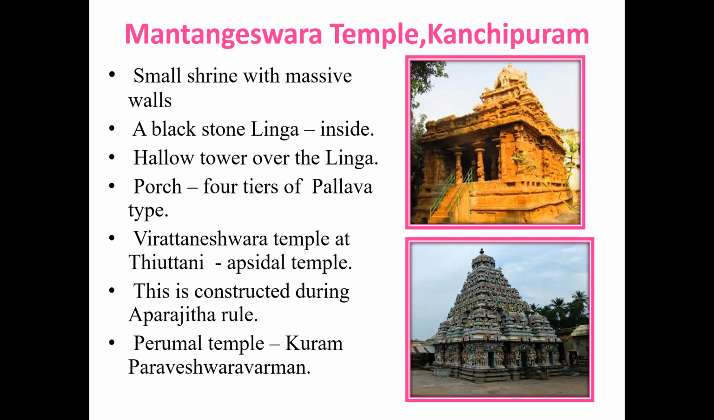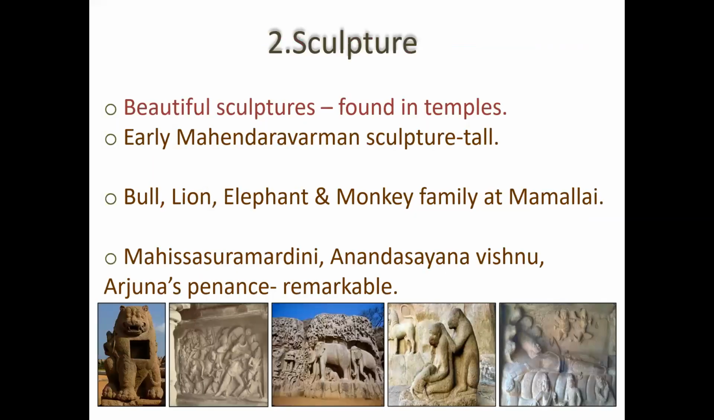Veerataneshwara temple at Tirutani is an upside-down temple at Sahadeva Radhas. Shiva, Ganesha, Vishnu and Brahma are found here. This temple was constructed during the rule of Aparajita. Perumal temple at Kuram was constructed by Parameshwara Varman.